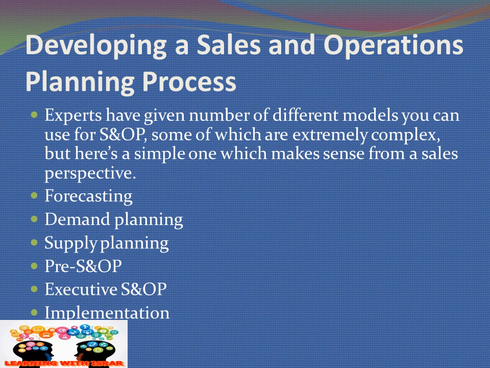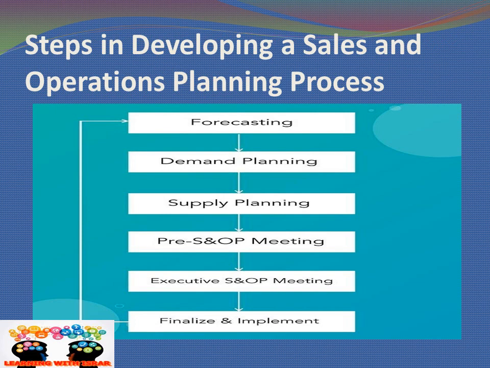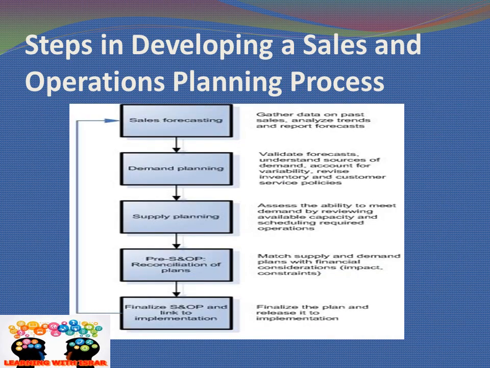So number one is forecasting, then demand planning, then supply planning, then pre-S&OP, executive S&OP, and then implementation. These are the basic steps we will discuss one by one in the next slides. Like I mentioned already, the steps in developing a sales and operations planning process are forecasting, demand planning, supply planning, pre-S&OP meetings, then executive S&OP meetings, and then finalize and implement. So these are the basic steps. In the next slides we are going to explain these steps, which you can see here.